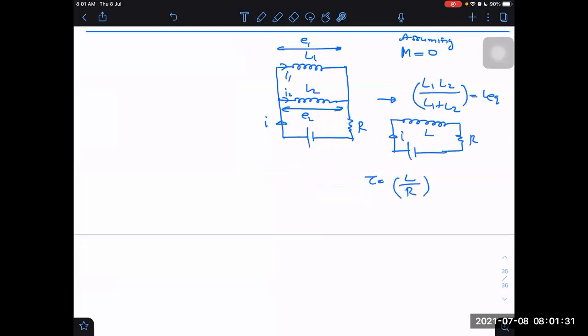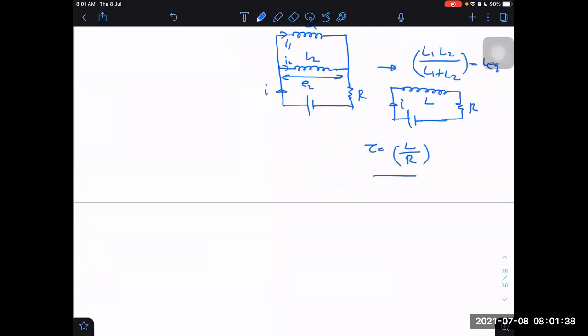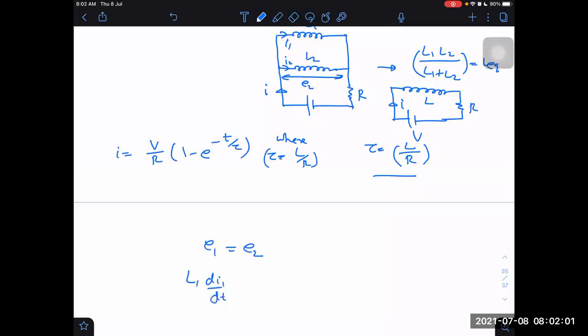But that is to determine I. What if they don't ask to determine I, but instead ask to determine I1 and I2 separately? How will you find it out? For I, we can write V by R into 1 minus e raised to power minus t by tau, where tau is equal to just L by R. This is obtained. But how to obtain I1 and I2 separately? Now, we can use this method. E1 will always be equal to E2. So L1 into di1 by dt will always be equal to L2 into di2 by dt.